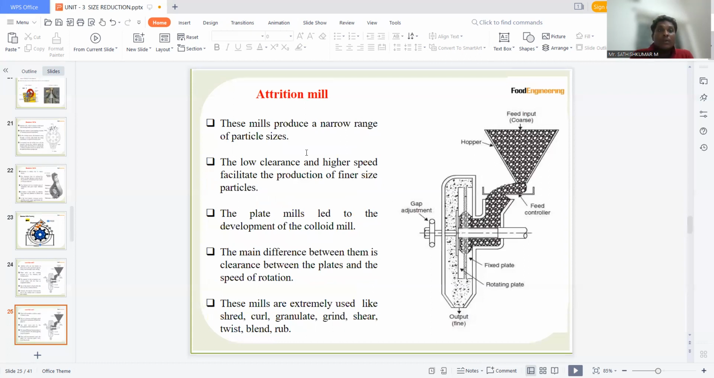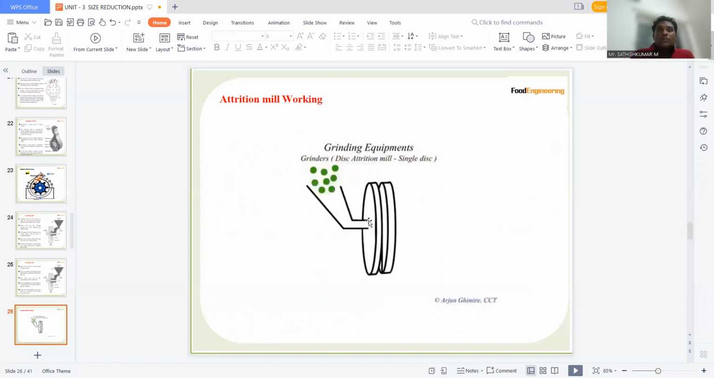Okay. This kind of mill produces a narrow range of particle sizes. The low clearance and higher speed facilitate the production of finer size particles in plate mills, leading to the development of colloid mills. The main differences between them are the clearance between the plates and the speed of rotation. These mills are extensively used in processes such as shear, curl, granulate, grind, twist, bend, and rub. This is the grinding mill working principle. First one is the fixed plate, second one is the rotating blade.